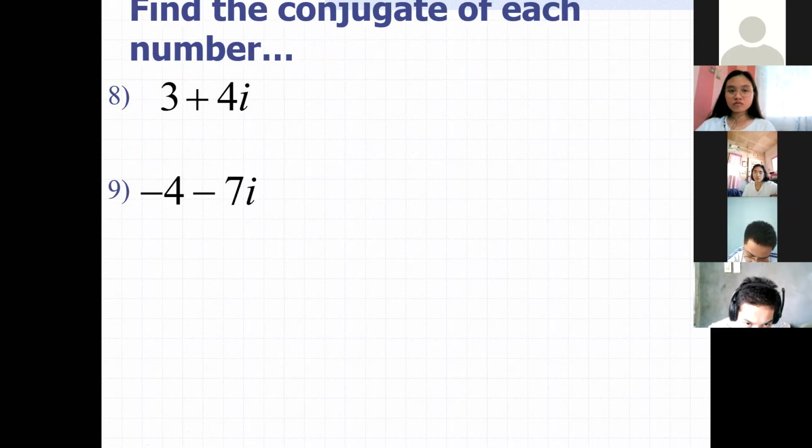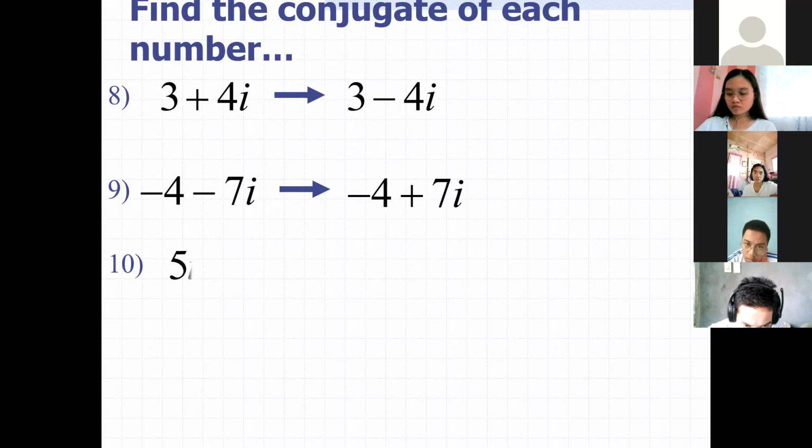For example, the complex conjugate of 3 plus 4i is 3 minus 4i. The complex conjugate of negative 4 minus 7i is negative 4 plus 7i. Notice that only the second term is changed, which is the imaginary part. So what is the complex conjugate of 5i?